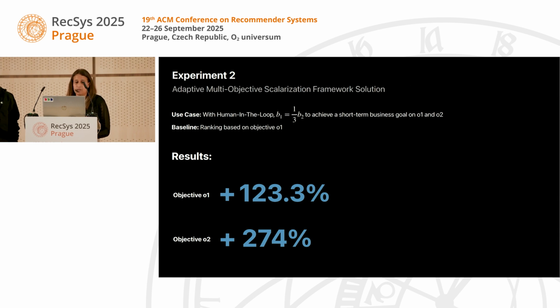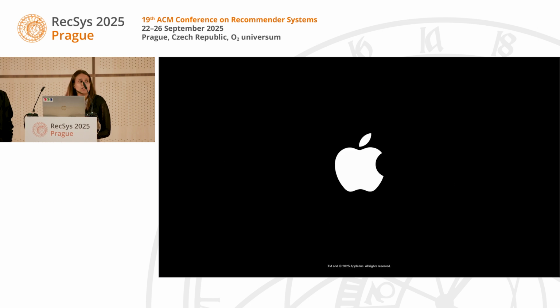So in this case, again, we have the same baseline that's optimized for objective 1, and we see even more pronounced lifts. We see that objective O2 is around 278%, and objective O1 is 123.3%. So this really confirms the efficiency of our framework, and we do see that objective O2 achieves approximately 2.2 times the increase of objective O1. So this concludes our talk, and we're happy to take any questions.